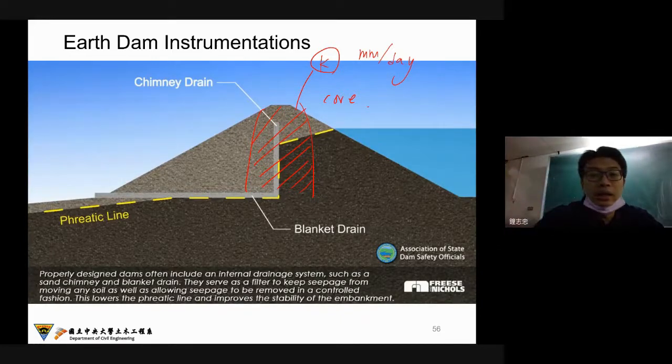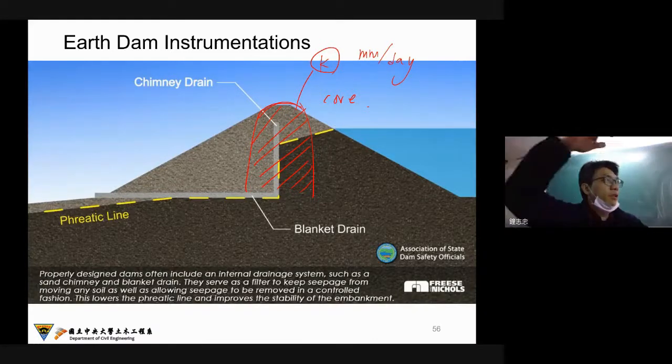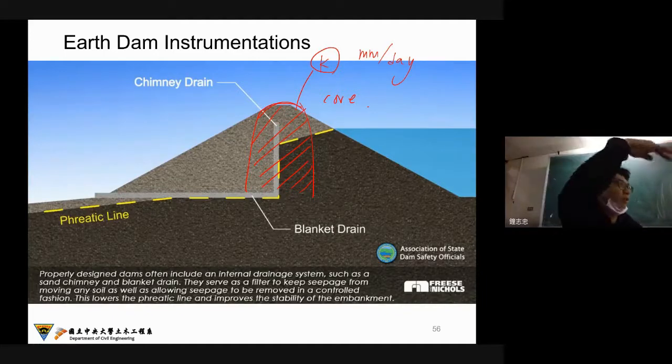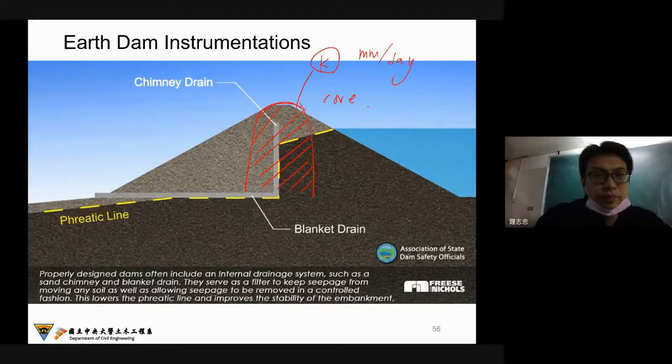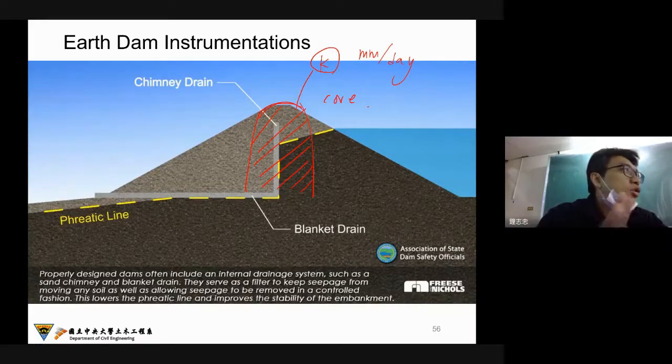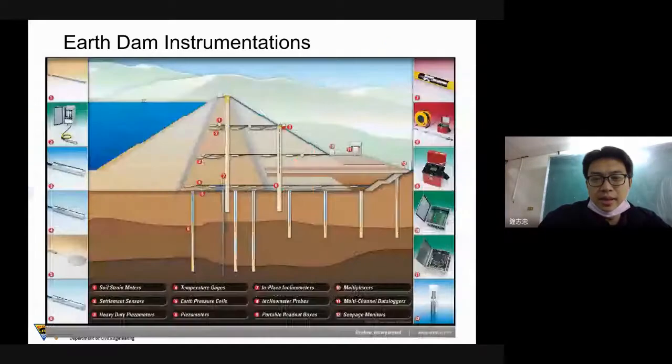So with this kind of core, you can see the water level will have a great decrease between this area. So this is another choice, another strategy to slow down the water flow pace inside of the earth dam.